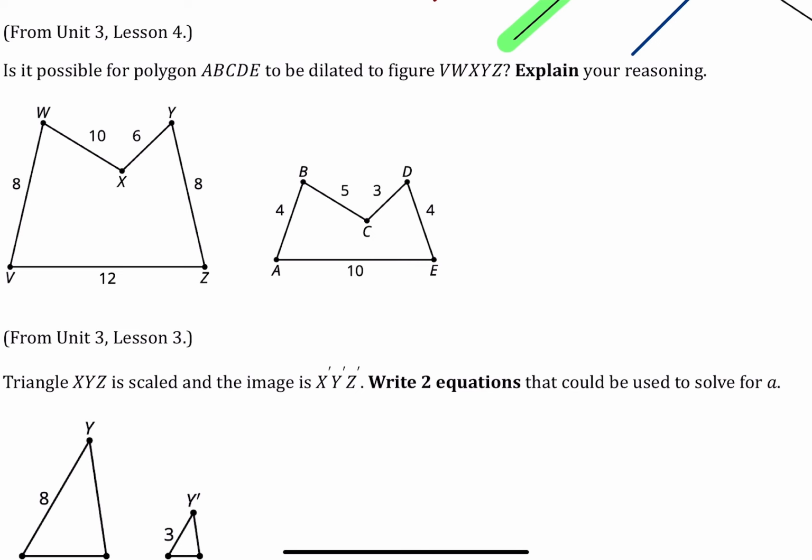So is it possible for ABC to be dilated? So we want to go from this one to this one. And it looks like for most of these, at least when it comes to this and this corresponding piece, that we would be doing times 2. So we are going to check if that scale factor holds up for every piece here. So that's how I'm going to go through and check. Yep, 3 times 2 makes 6. 5 times 2 makes 10.